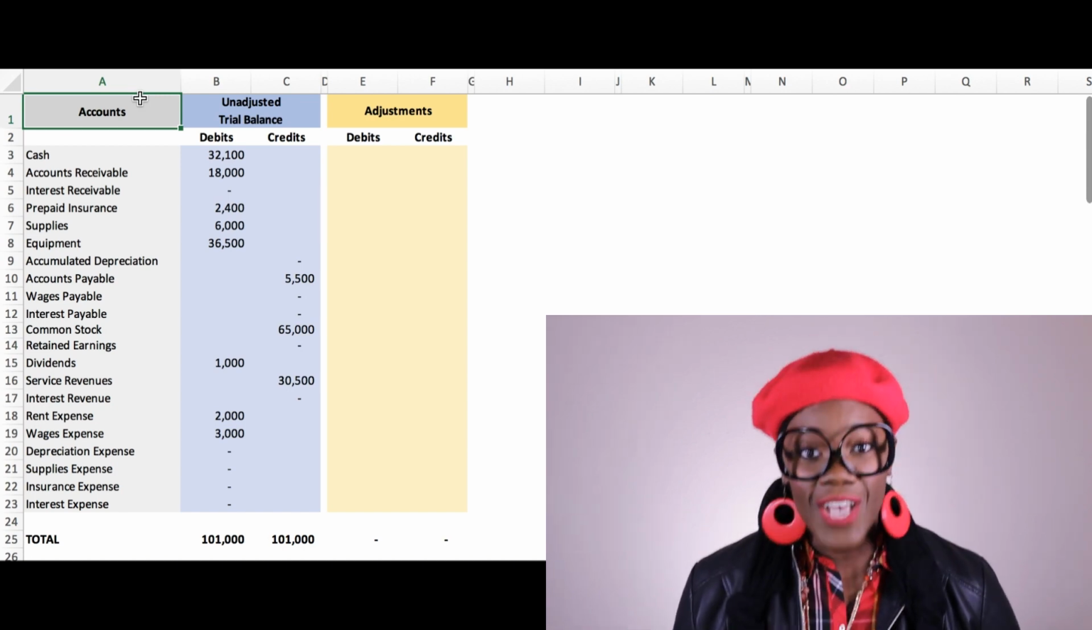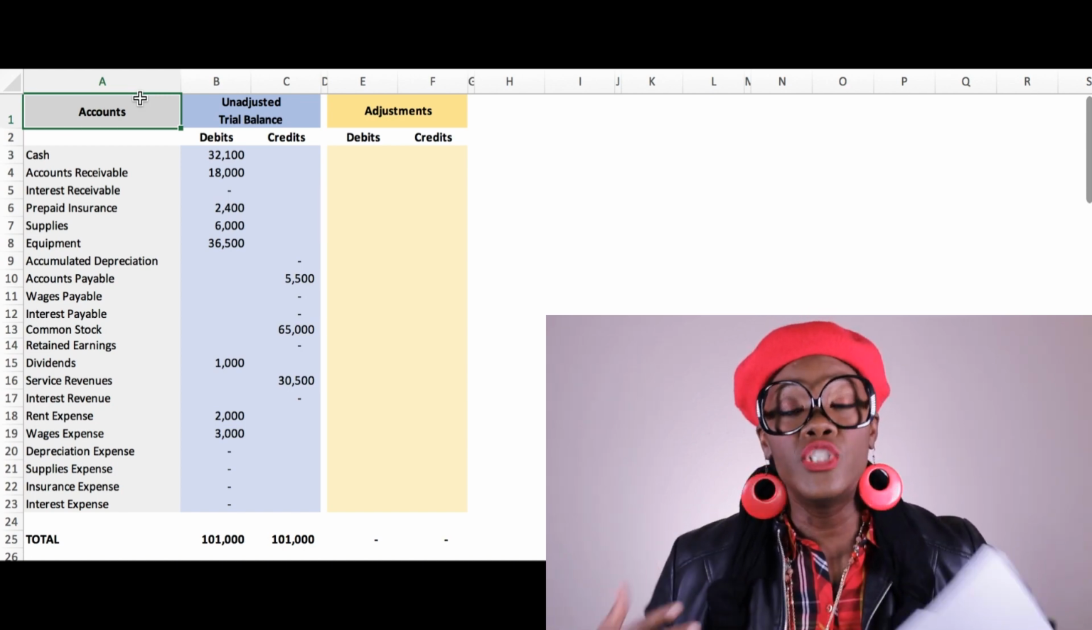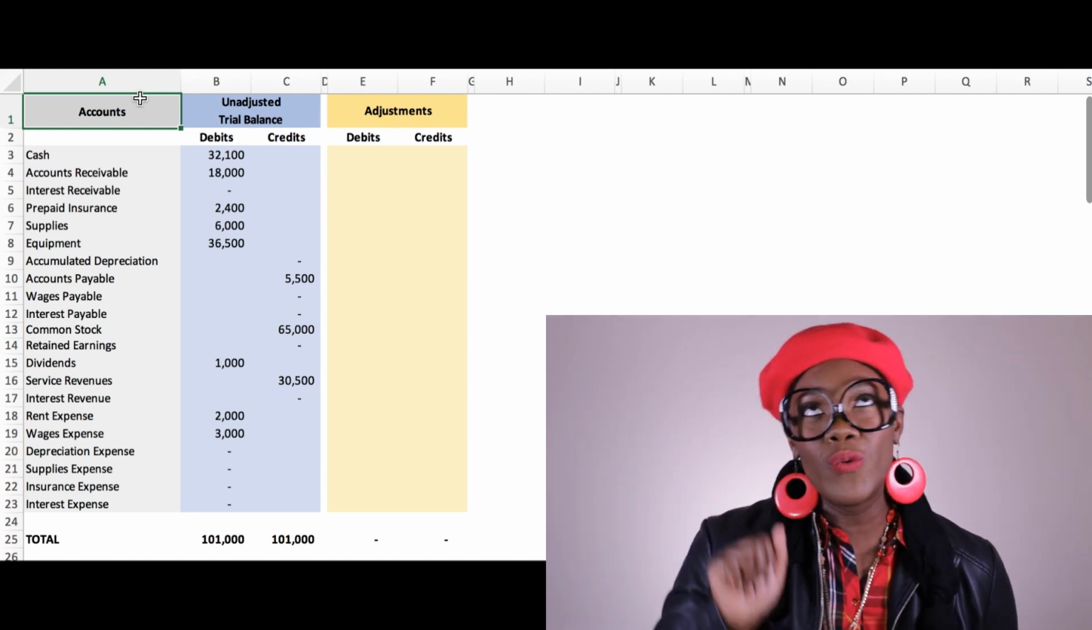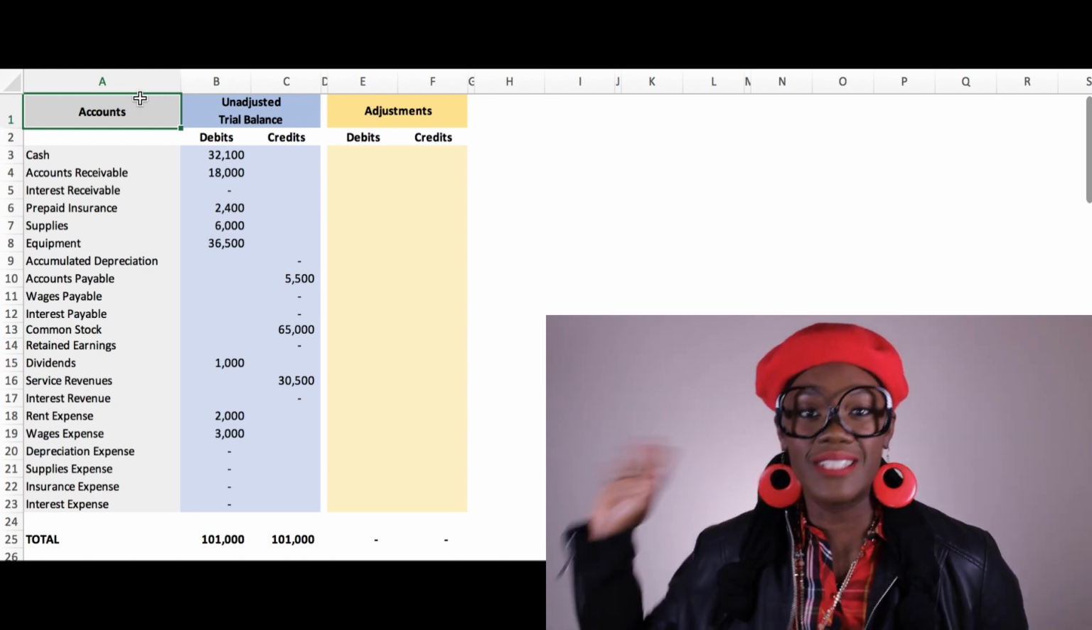All right. So basically, we do these adjusting entries. We can do them the old-fashioned way like journal entries, but we already talked about journal entries.